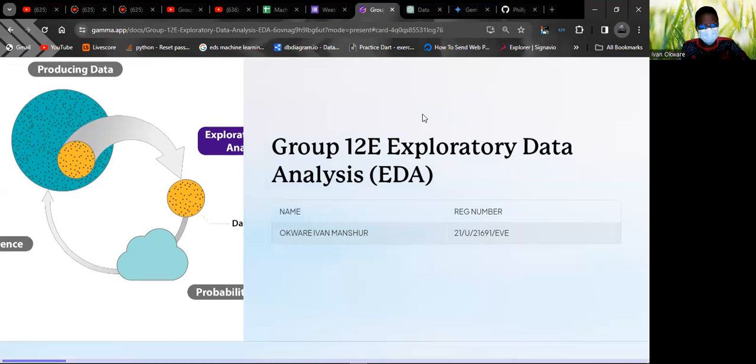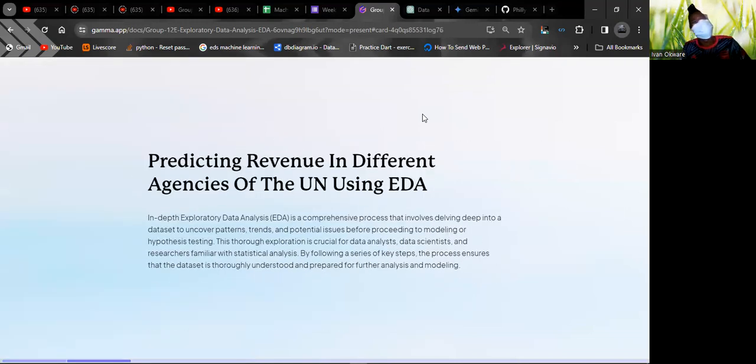During EDA analysis, we are trying to analyze our dataset and come up with relationships between them, determine the outliers and analysis and everything throughout. So we are using a data set that is from the United Nations, and it is predicting the revenue in different agencies.